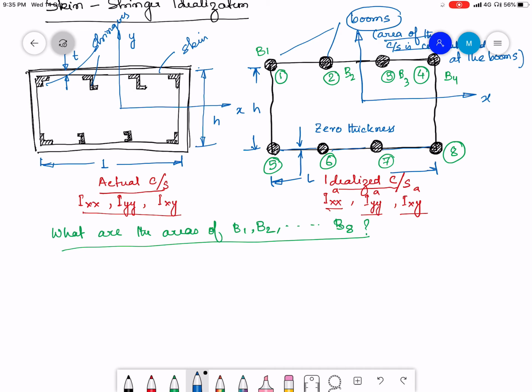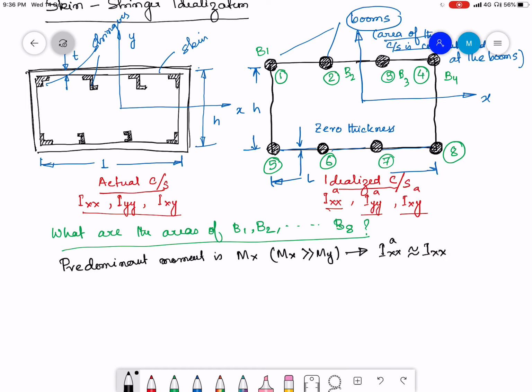So suppose I have this cross section and the predominant moment is Mx, or Mx is much larger than My, say. Then in this case, Ixxa should be nearly equal to Ixx.